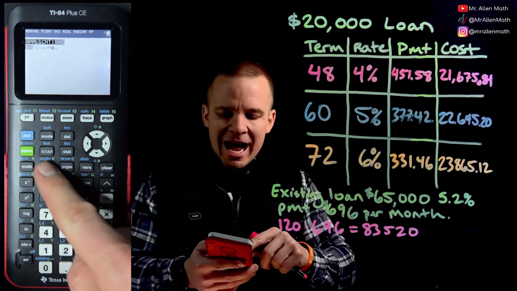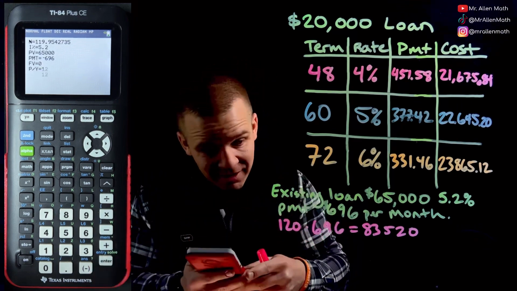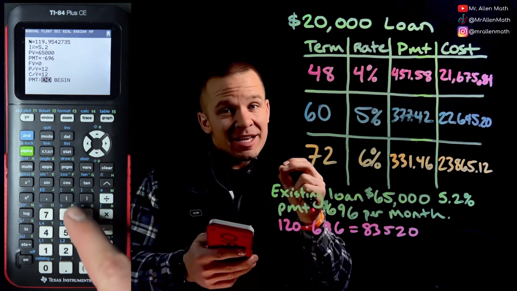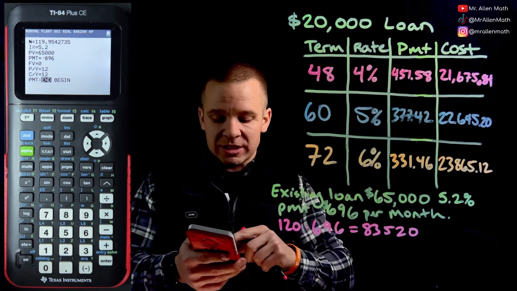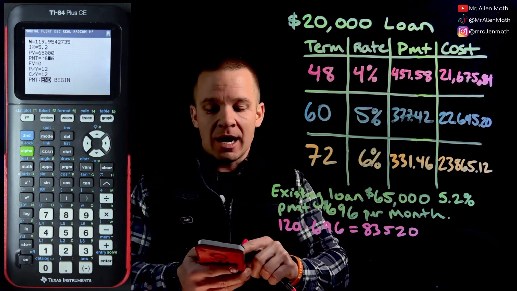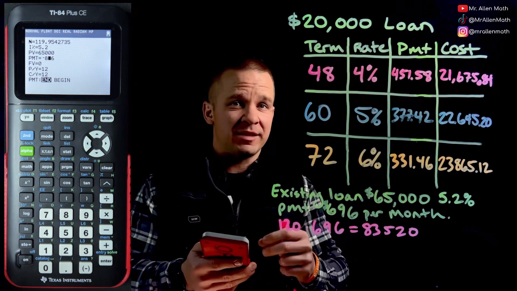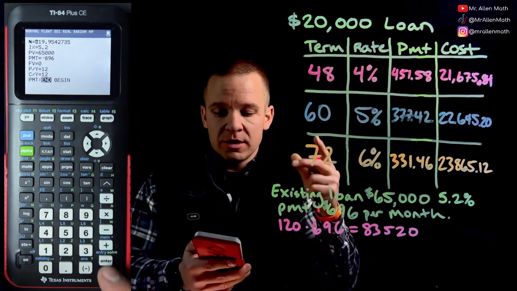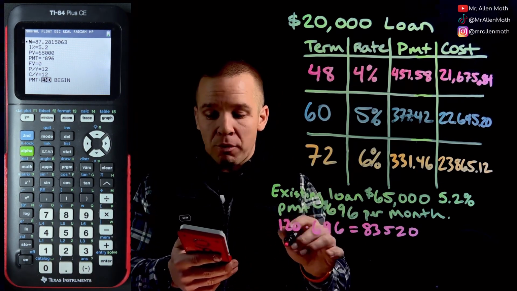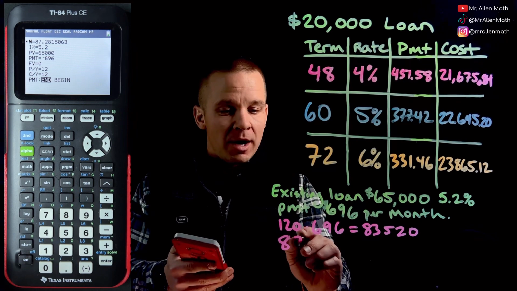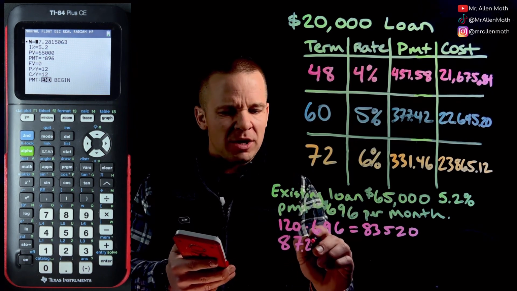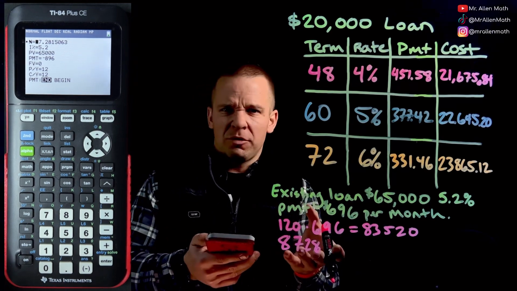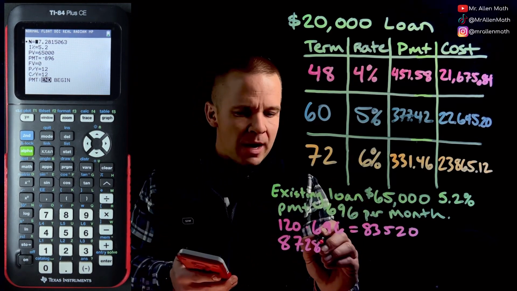Let's do it. So apps, finance, TVM solver. So now what I've got is I know my payment was negative $696. I got $200 more. It's going to be negative $896. My interest rate and the present value of $65,000 is still the same. We're going to solve for our number of months. So alpha solve. And I've got now 87.28. So about 87 months right here. We'll do 87.28 just to be a little bit more accurate. We're not obviously going to have a quarter or a third of a month, but for this problem, that's cool, man.